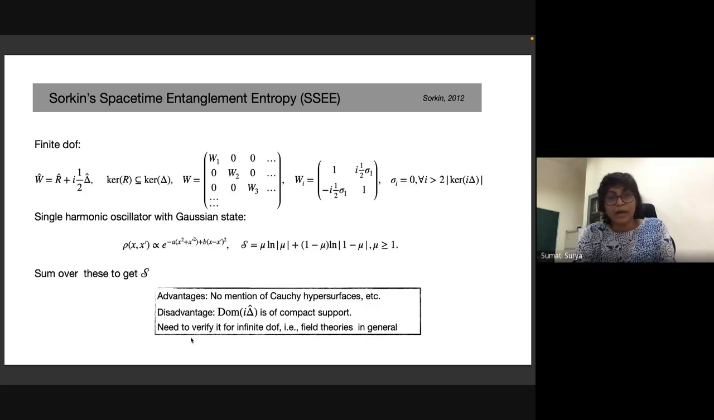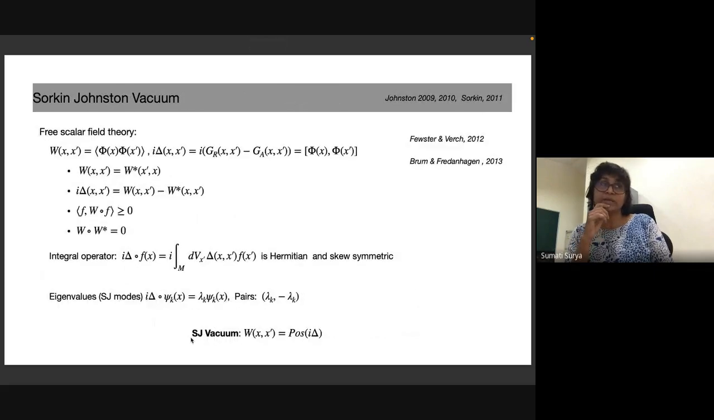It is still a proposal, in the sense that for finite degrees of freedom, we know how things work. So there is a need to verify whether this in fact gives you the expected entanglement entropy. Is it a good measure of entanglement entropy? That's what one is trying to do, to check whether this formula actually gives you what is expected, because we don't know that this derivation actually works in the infinite dimensional case. So we don't know that that is the right definition of entanglement entropy more generically.